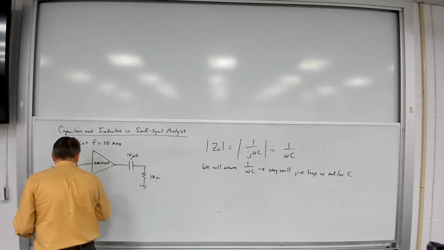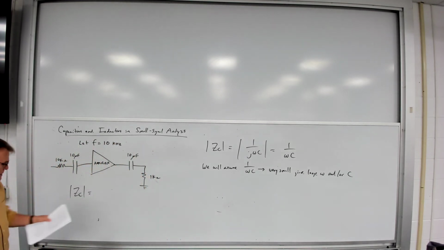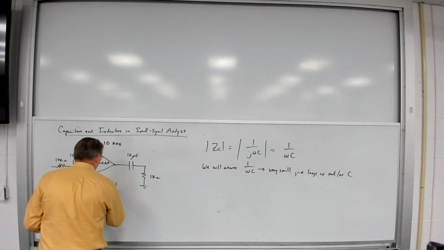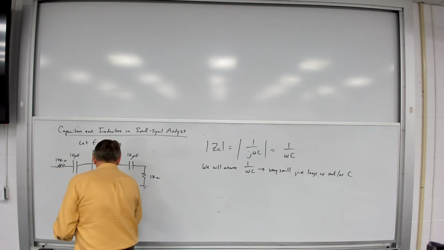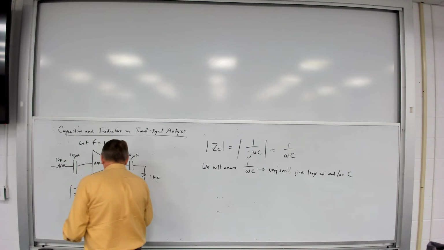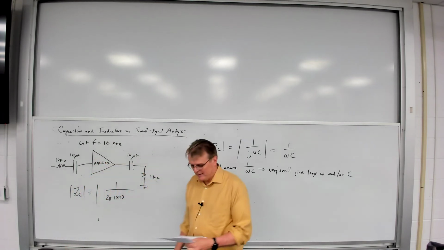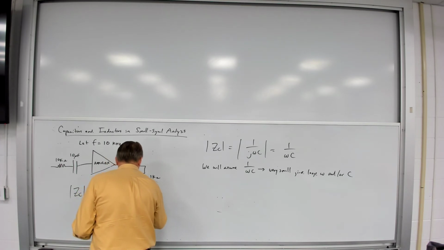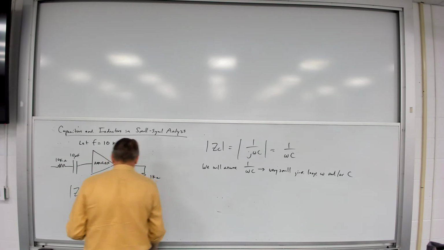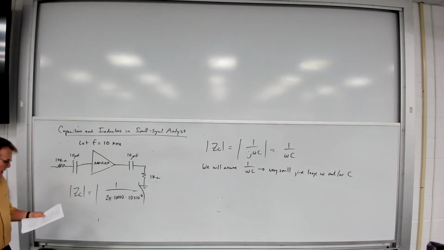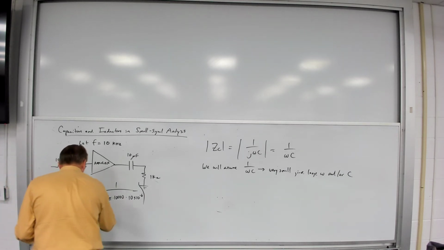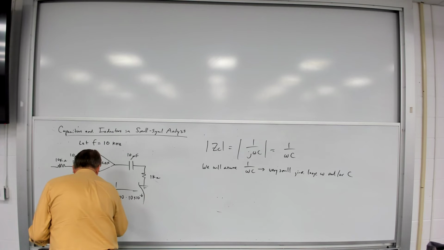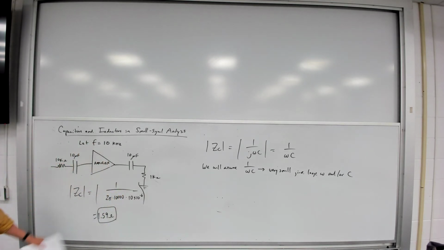For both those capacitors, the magnitude of the impedance is going to be equal to 1 over 2 pi times 10,000, since omega is 2 pi f, times 10 times 10 to the minus 6. And if we calculate that, this is equal to 1.59 ohms. That is the magnitude of the impedance of those two capacitors.